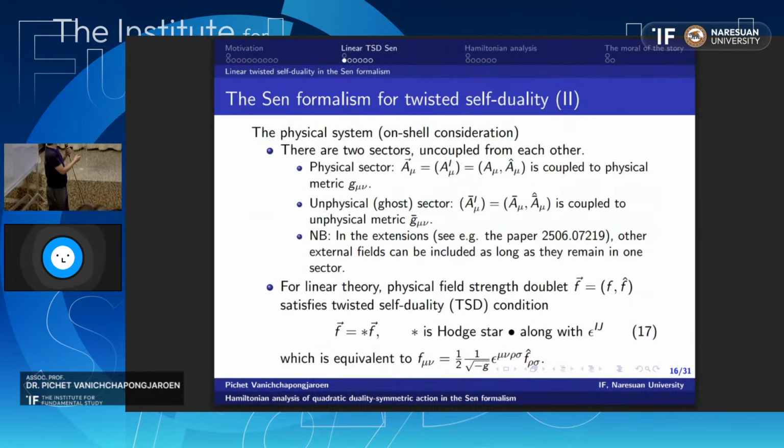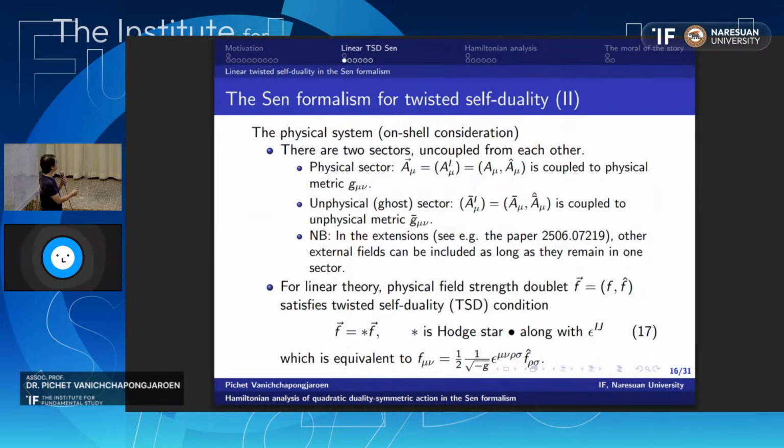we have got the physical sectors, which are the gauge field and the dual one, collected into the doublet. And it is coupled to a physical metric G mu nu. And also we have got an unphysical or ghost sector, which has got the other gauge doublet and is coupled to the unphysical metric G bar mu nu. And actually, it is also possible to include other external fields, but we are not going to discuss them here.